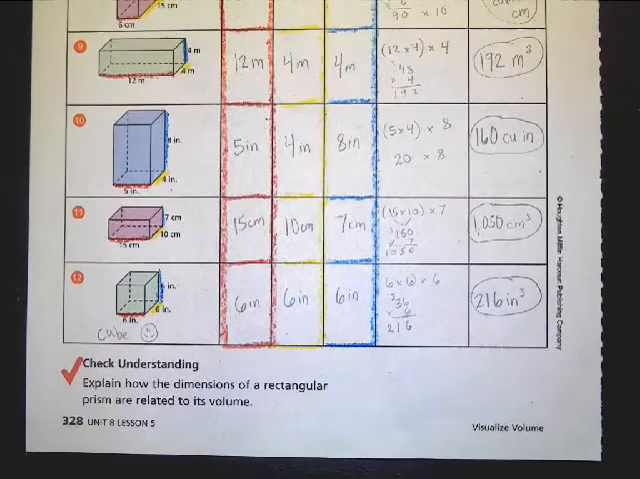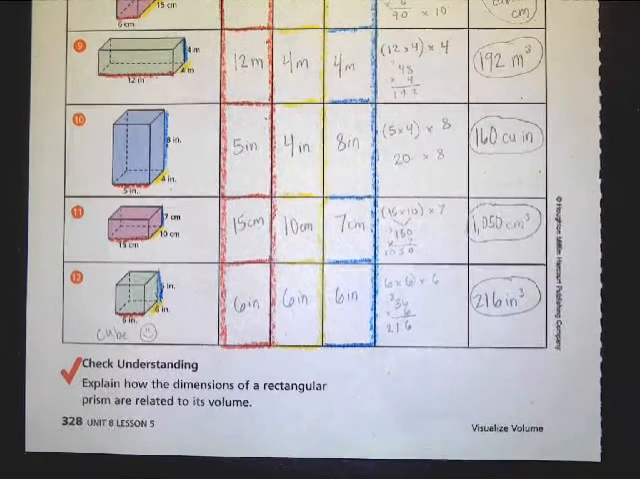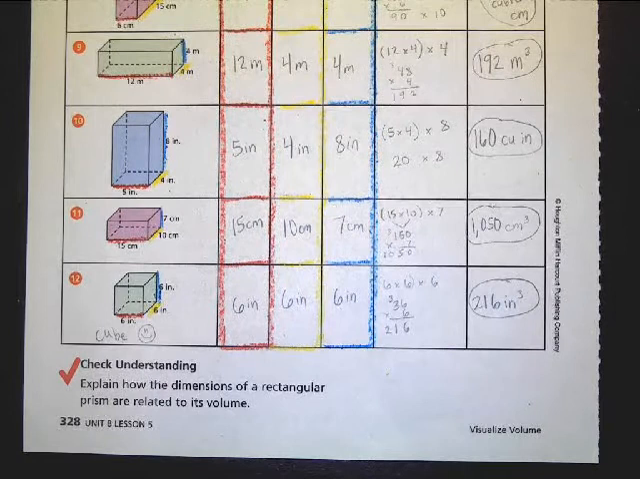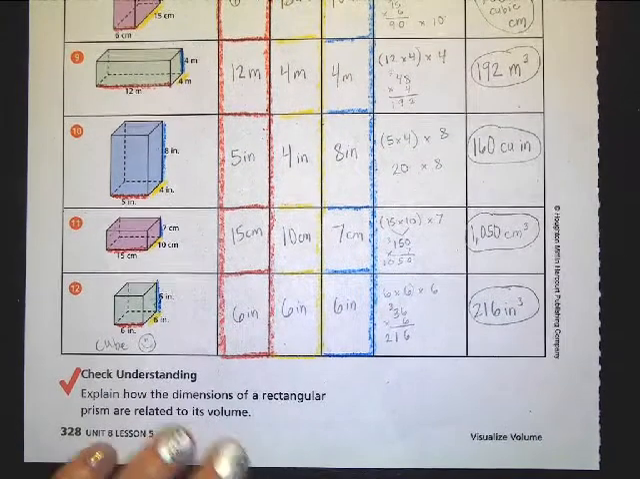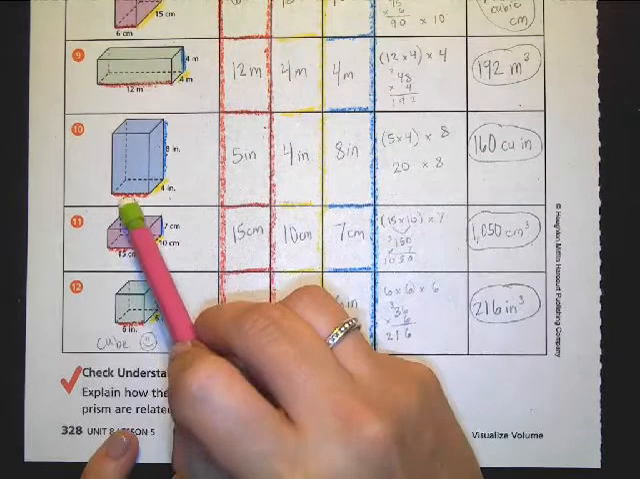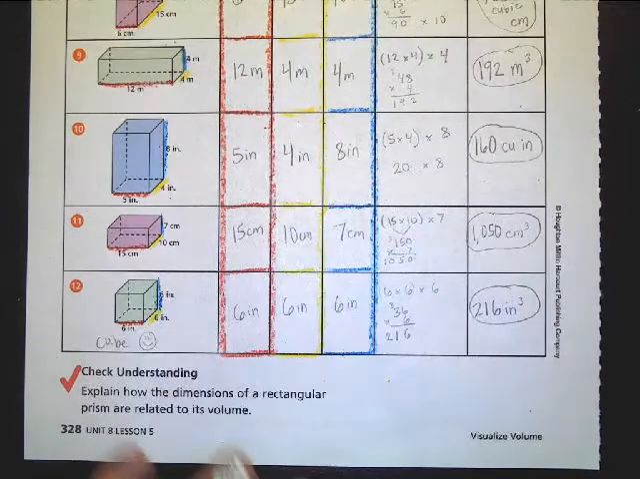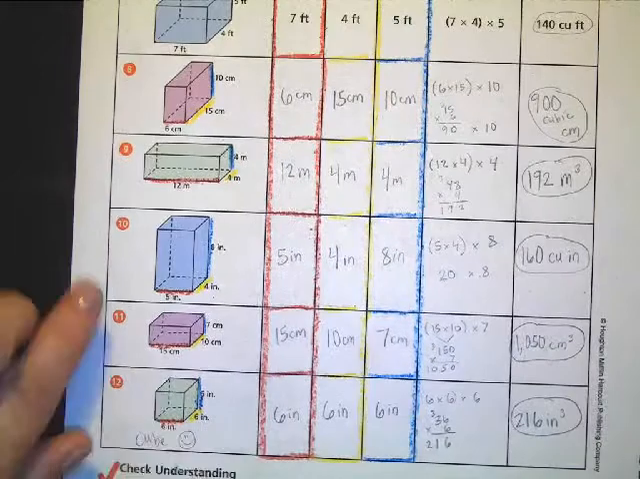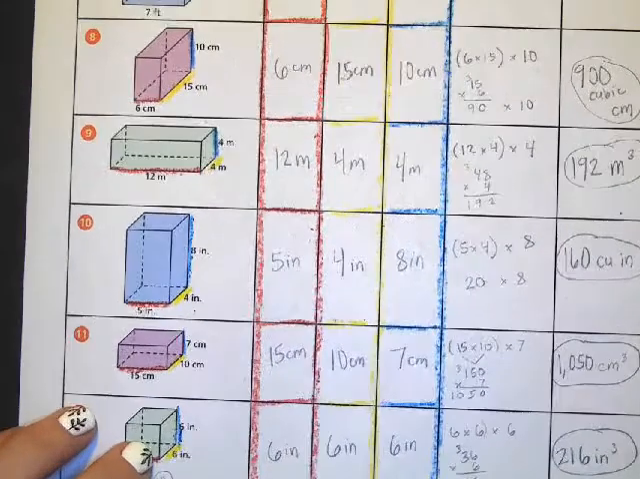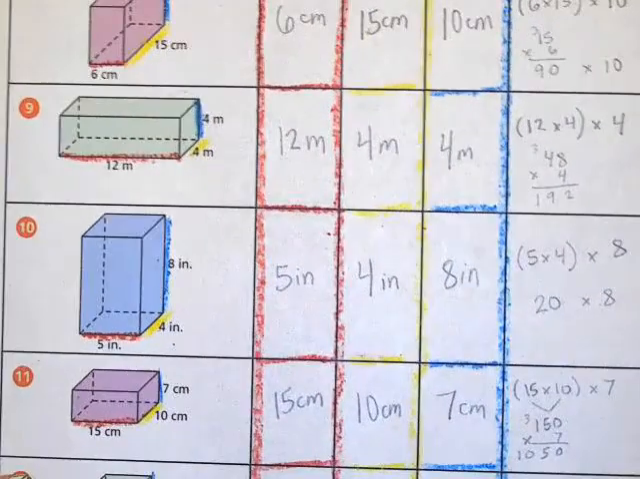I really, really love this check your understanding. It's pretty interesting. Sorry, it just says check understanding, but here's what I like about it. It says, explain how the dimensions of a rectangular prism are related to its volume. We're just going to talk about it. We're not going to write it out. But what it's saying is, when you're finding the dimensions for a rectangular prism, these numbers, 5, 4, and 8, here's how it relates. Let's just look at this blue one for a minute.